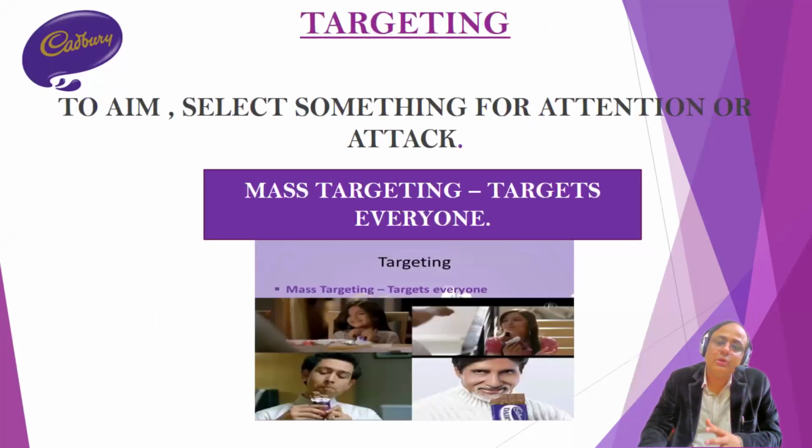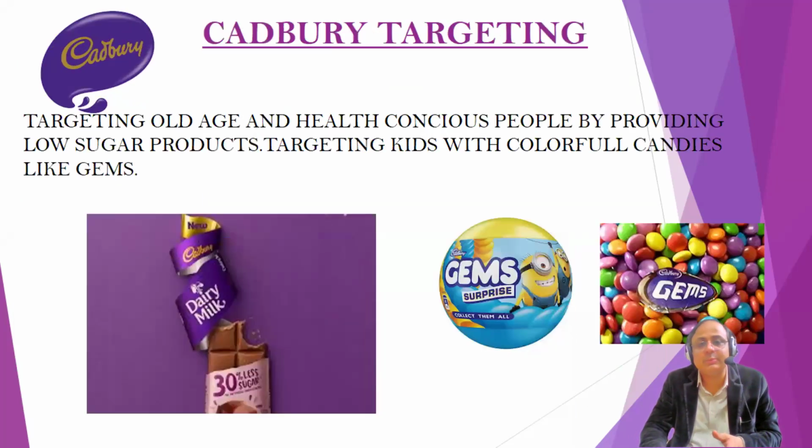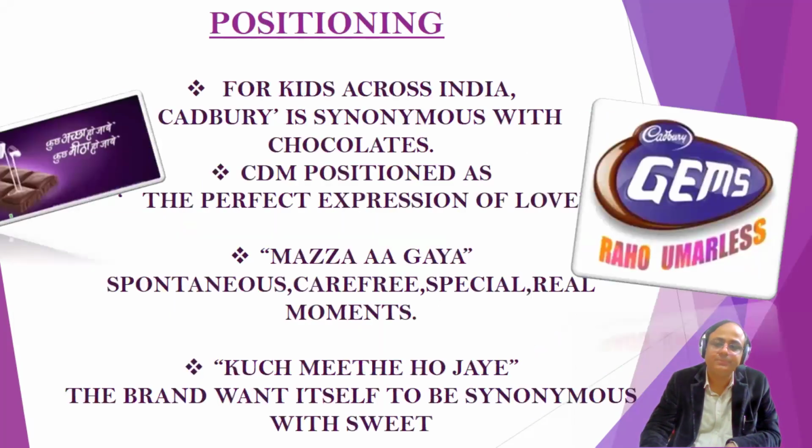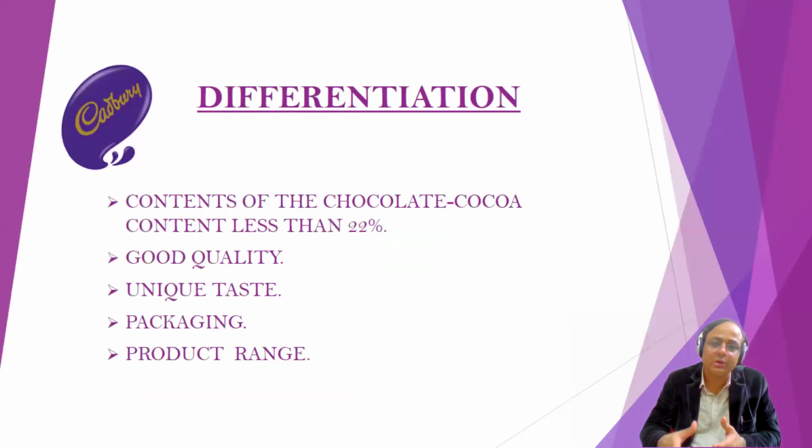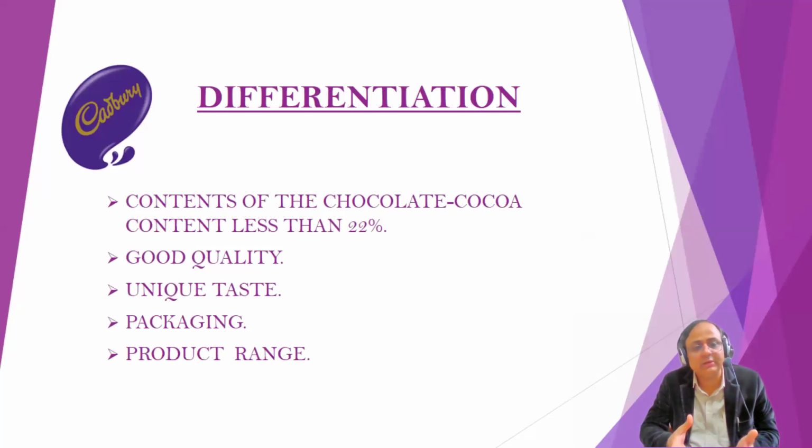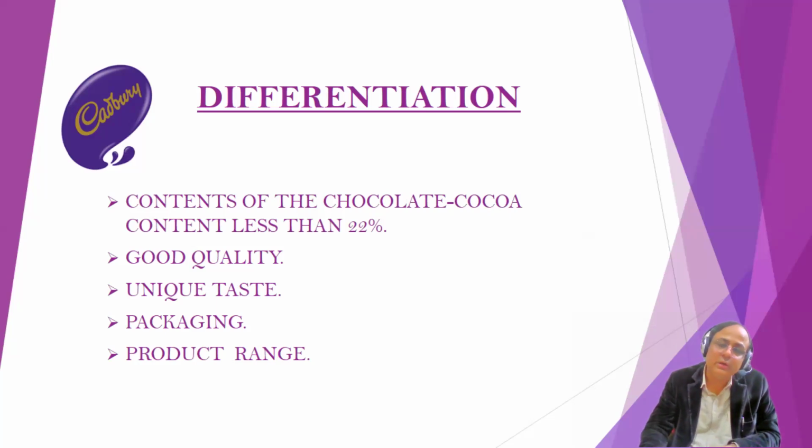So then you target, which means you aim for your final segment, and then you select and evaluate that particular segment for yourself. And like here in this particular case, targeting old age and health conscious people by providing low sugar products, targeting kids with colorful candies like gems. Then you position your product in the masses so that buying takes place. Here you try to create an image in the minds of the customer with respect to your brand or the rank that you hold in the market. And then you tell us what kind of differentiation you have created, whether it's good quality, your unique taste, you know. So you talk about your ingredients. So this belongs to STPD actually.